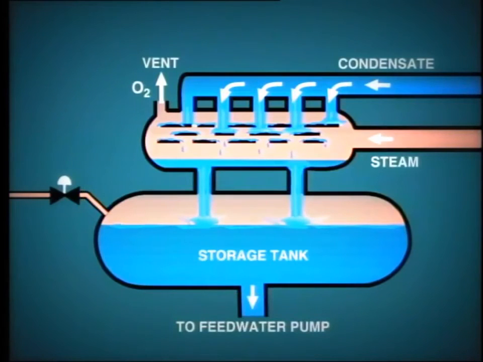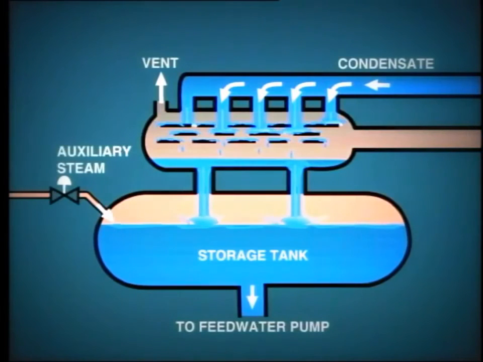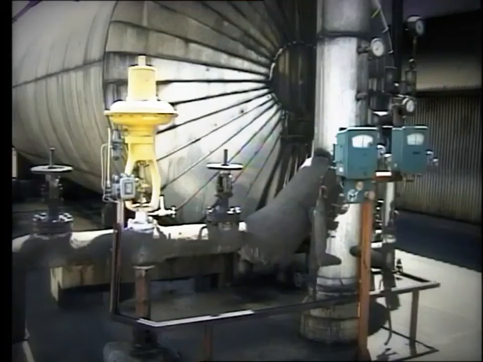During startup on the unit, before extraction steam is available from the turbine, partial de-aeration is achieved by supplying live steam to the de-aerator. This comes from the auxiliary steam system and is automatically controlled. That is, when the extraction steam pressure falls below an established minimum, the live steam supply opens up.